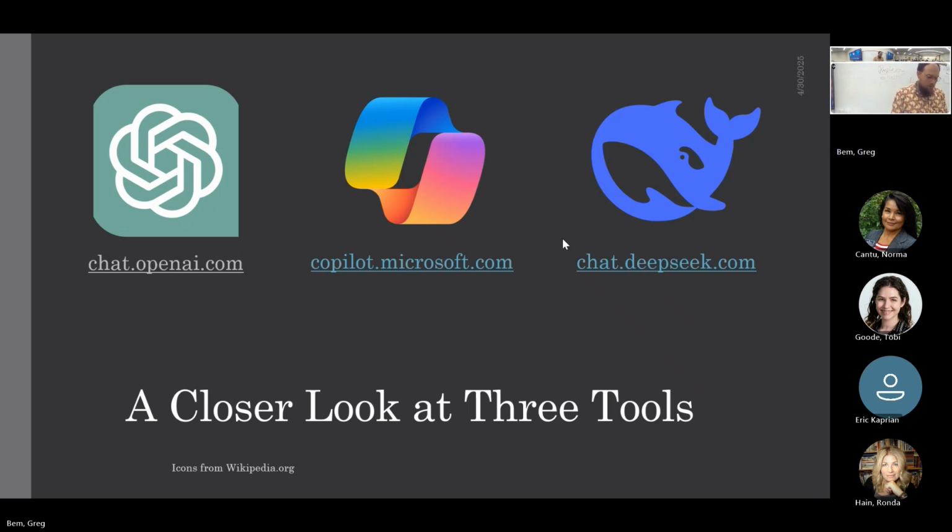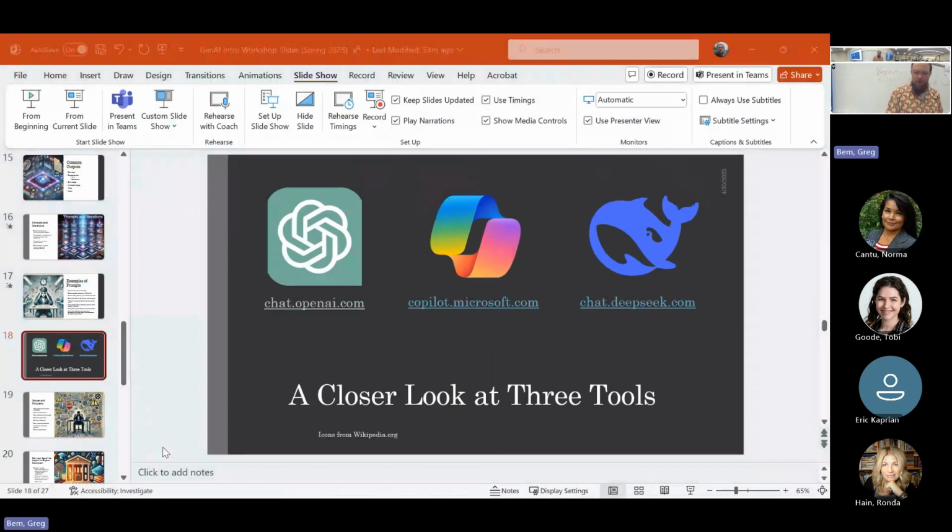Okay. We only have time for one demo today, so how many of you want to see ChatGPT? How many of you want to see Copilot? And how many of you want to see DeepSeek? Okay, I see most hands for DeepSeek, so we're going to do that one today. And you're all, again, welcome to practice on your own.